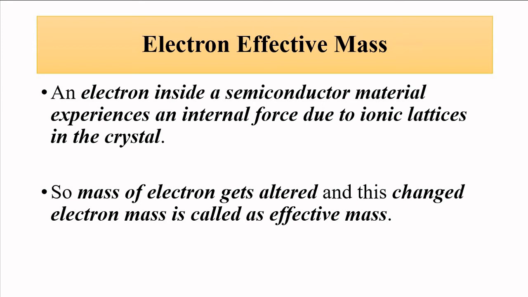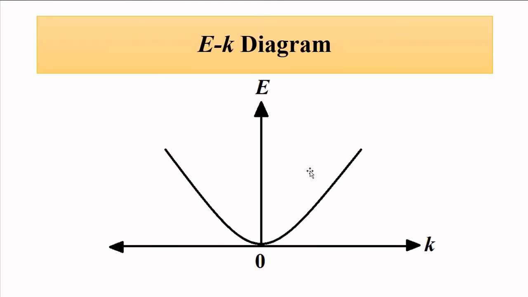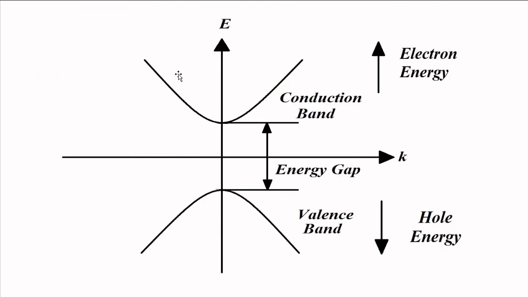Okay, so the energy-momentum diagram is something like this. It's in the form of a U-shaped curve, where E is the energy and here we have p, which is the momentum. And when we express it in terms of the wave vector k, it is also the same U-shaped curve. The same can be represented for valence band and conduction band electrons. So it looks something like this.